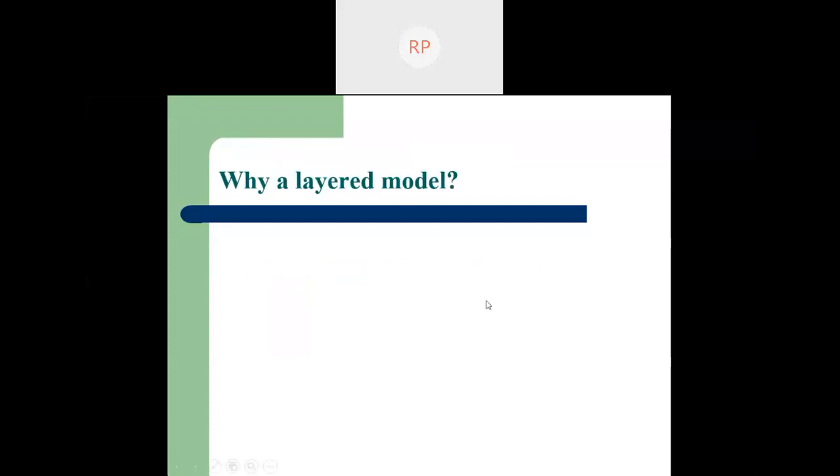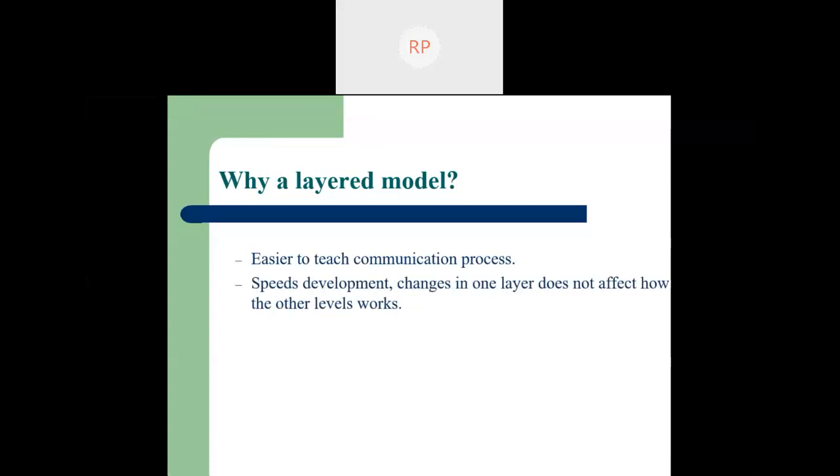Next, why a layered model? The answer is that it's easier to teach the communication process. It also speeds development, because you can configure based on functionalities. Changes in one layer do not affect how the other layers work. In a layered architecture, layers are isolated in their functionality, so changes in one layer do not affect another layer, so it's very easy.